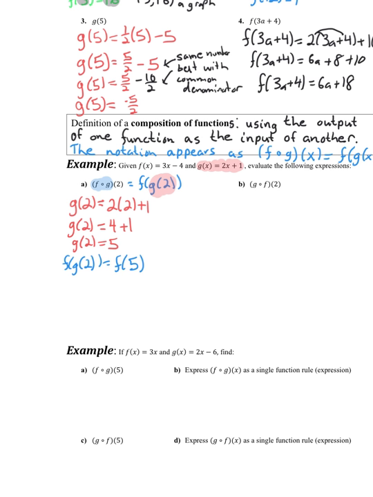So I would just go back to the f of x and say, okay, well, f of 5 is 3 times 5 minus 4. And then simplify that. 15 minus 4. 15 minus 4 is 11. So f of 5 equals 11, which means f of g of 2 equals 11.